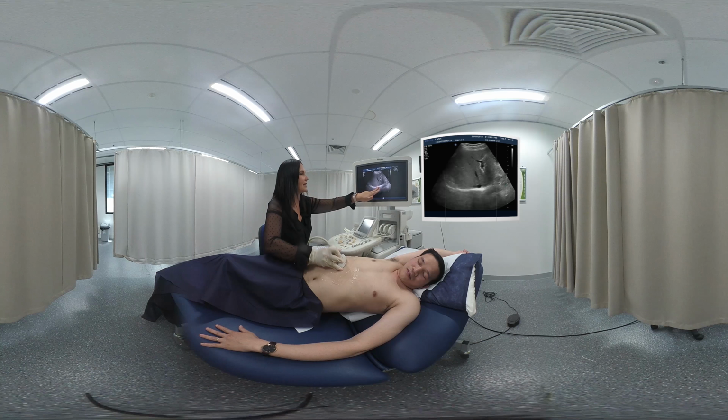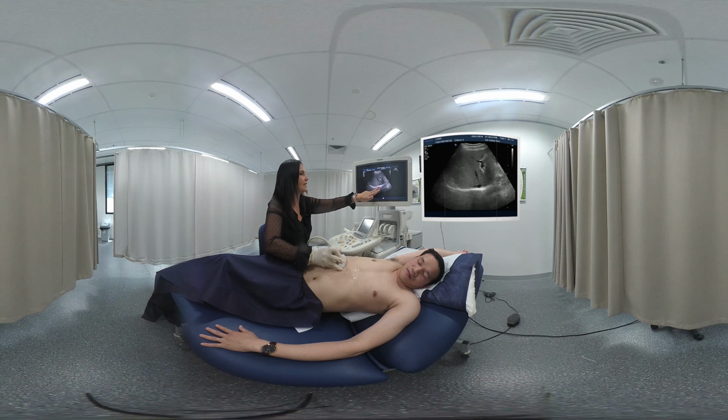We can see that portal vein there nicely, can't we? And we're going to actually put the colour on. Now, at the end of this term, or next term, you'll be asked to do a Doppler assessment. Hold it. Okay, so we're just going to look at getting a portal vein trace there.